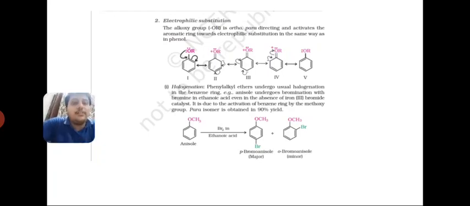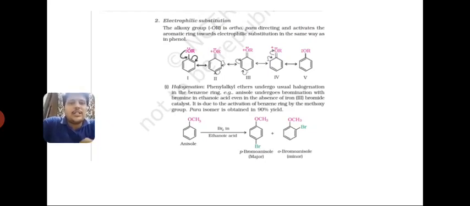Student, in haloalkanes, haloarenes, I already told you that the last section of haloarenes is electrophilic substitution reaction. The same kind of reaction occurs in the case of aromatic ether. The same phenomenon. Here also the groups are attached to the ortho and para position with respect to the alkoxy group, right? Because the alkoxy group is ortho para directing and activates the aromatic ring towards electrophilic substitution in the same way as in phenol.